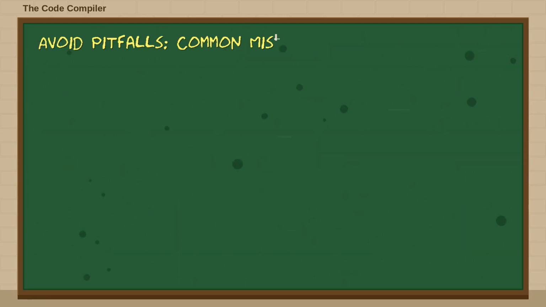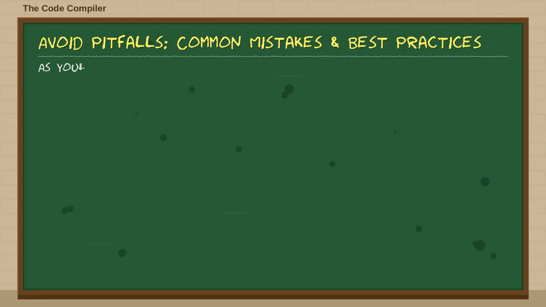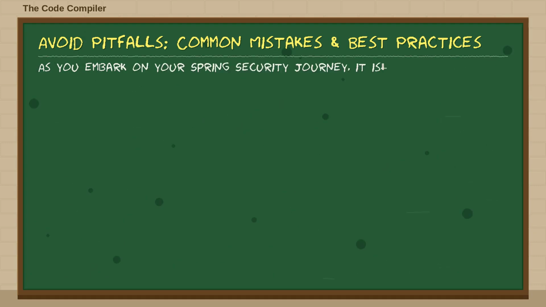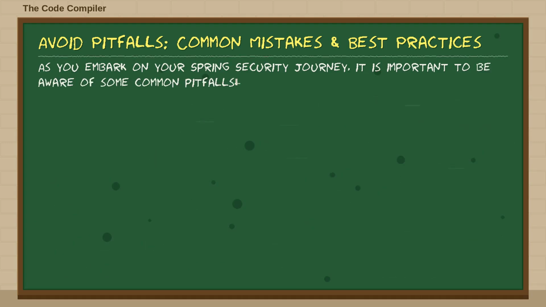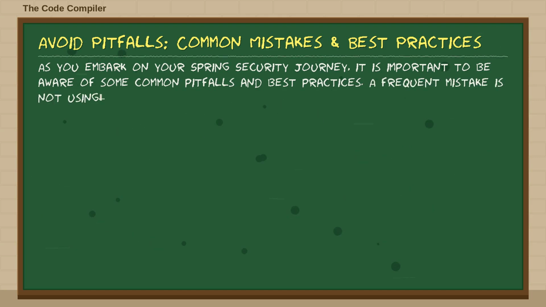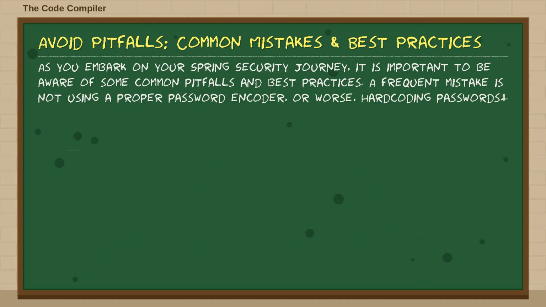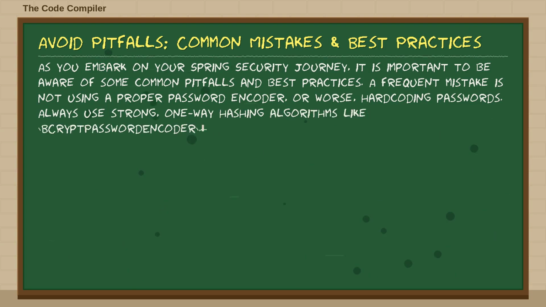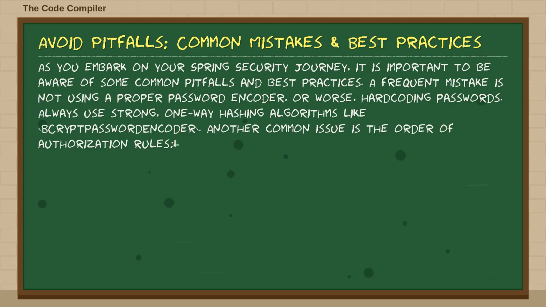As you embark on your Spring Security journey, it is important to be aware of some common pitfalls and best practices. A frequent mistake is not using a proper password encoder, or worse, hard-coding passwords. Always use strong, one-way hashing algorithms like BCryptPasswordEncoder. Another common issue is the order of authorization rules. Always place your more specific rules before general ones.